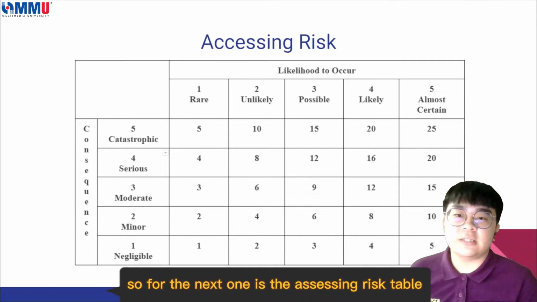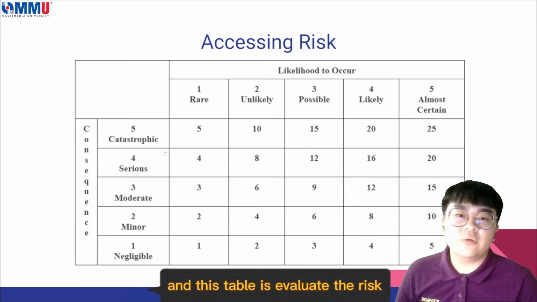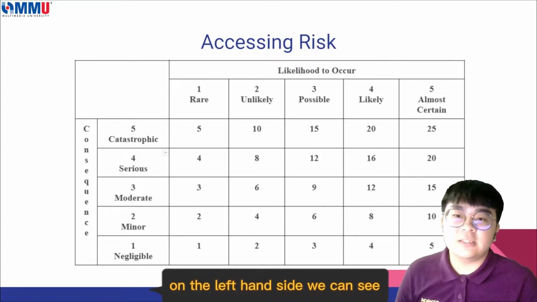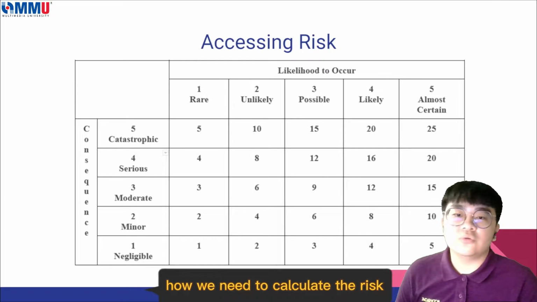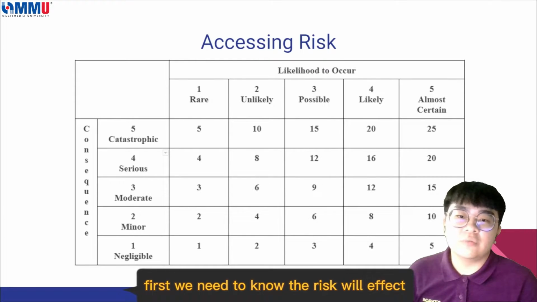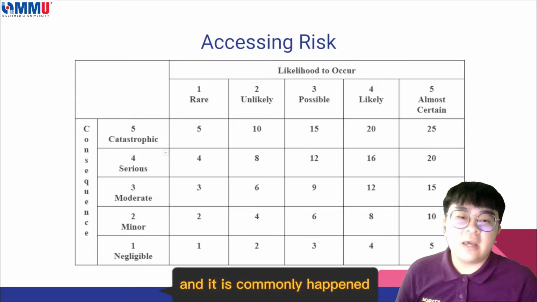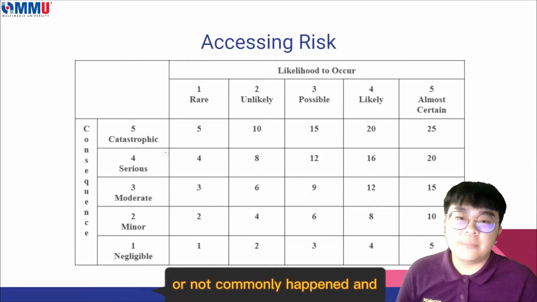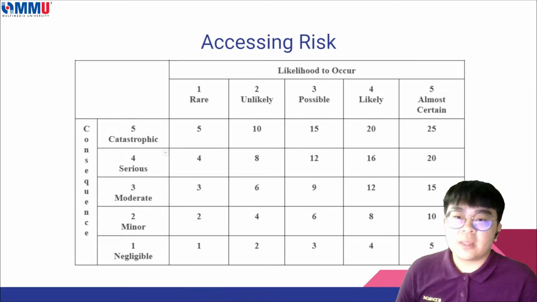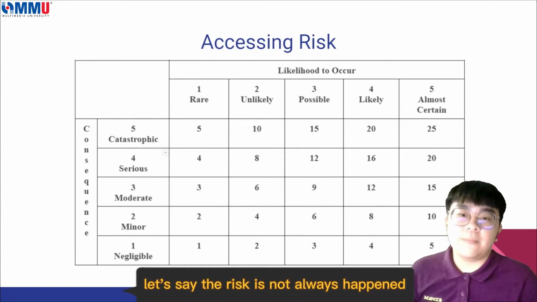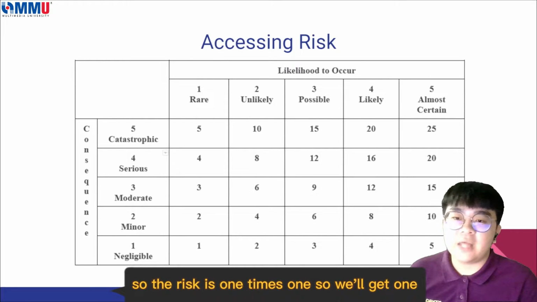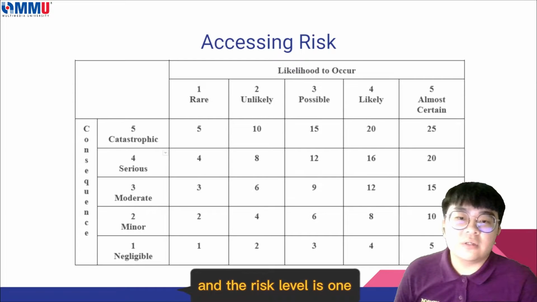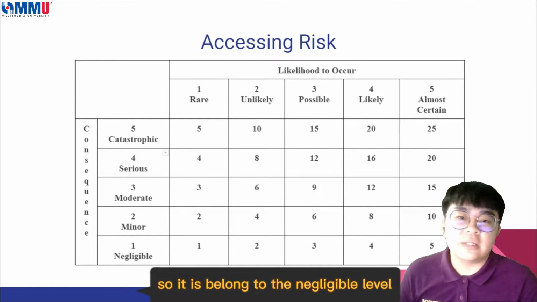The next one is the risk evaluation table, and this table evaluates the risks. On the left-hand side we can see the consequences, and on the top we can see the likelihood of occurrence, and how we calculate the risk. First, we need to know whether the risk will affect and damage the server, and whether it commonly happens or not. Let's say the risk does not always happen, and if it happens, it causes no damage to the server. So the risk is 1 times 1, which is 1, and it belongs to the negligible level.